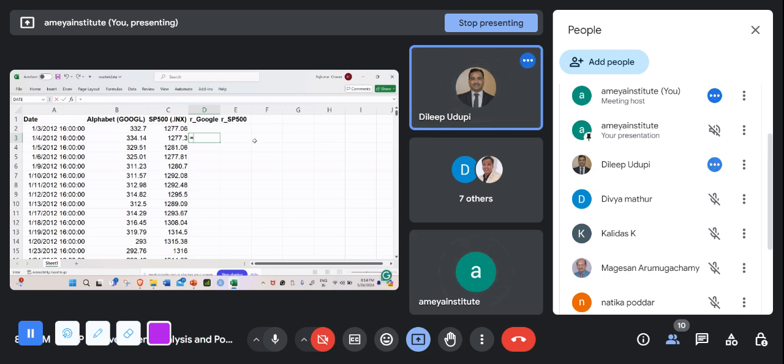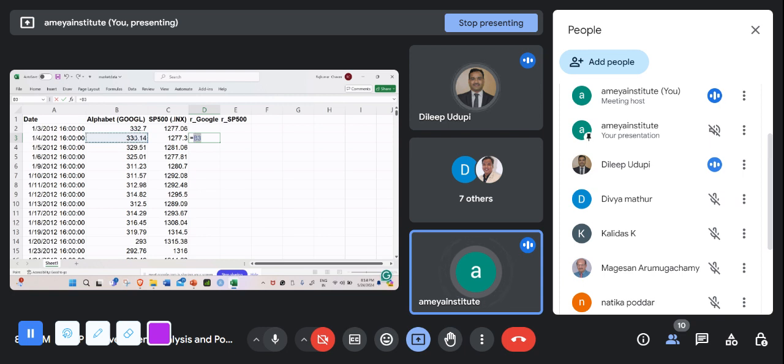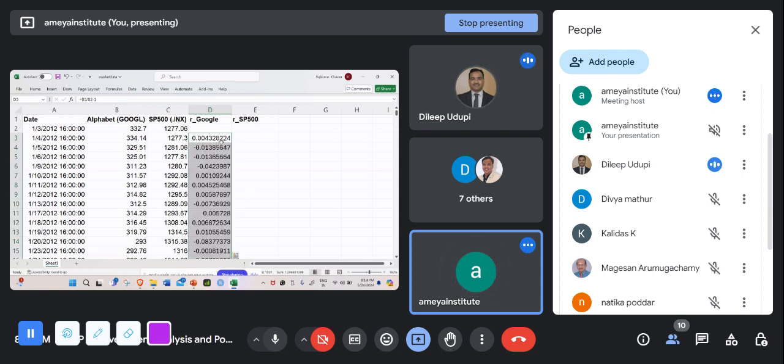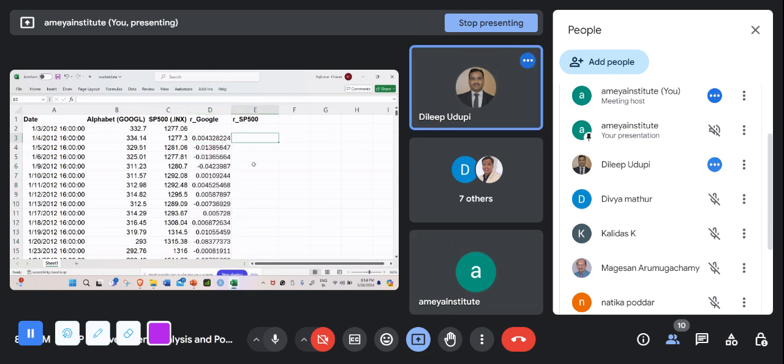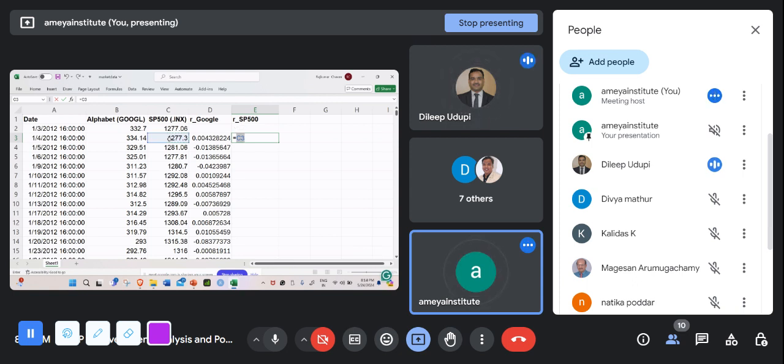So can we calculate returns here? It is equal to today's value, we'll take the first Google value, today's value divided by yesterday's value minus 1. So we got this value. You can double click on that one. Did we get all the days? Now let's calculate market returns: today's value divided by yesterday's value minus 1. So we got S&P 500 returns. Double click on this one and you get all the returns. Is it clear? Okay.